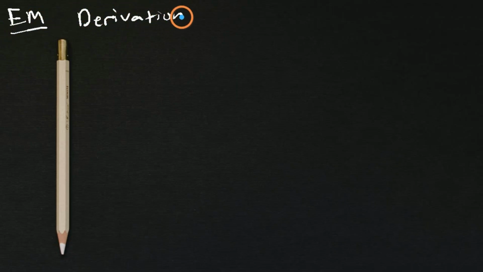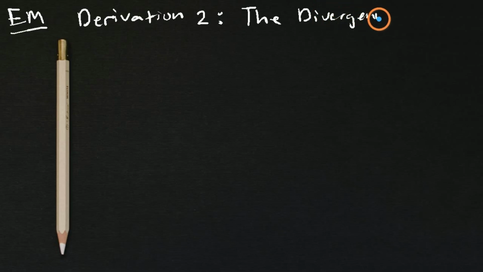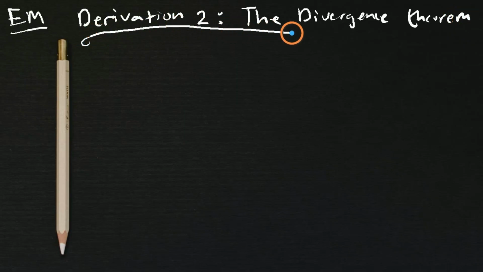In this video we are going to continue with our derivations in electromagnetism. So in this video particularly we are going to be dealing with derivation 2, and this is the divergence theorem. It's a very fundamental theorem of physics which literally describes how a thing or a field spreads in space. So divergence talks about the spread from a unit volume through some closed surface.